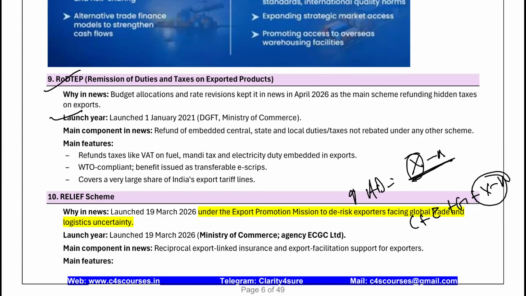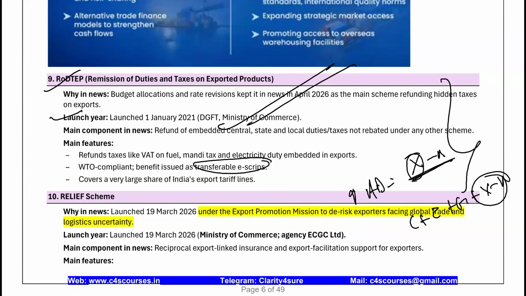Second, it is WTO compliant. It provides benefit issued on transferable e-scrips. ठीक है? Third is transferable e-scrips. So only this much is important, you should remember. So exam keyword के लिए ये याद रखना, ये एक tax refund scheme है. ये कैसा scheme है? Try to understand. Remission of duties and taxes on exported products is a tax refund scheme. The memory trick you can have: the cashback you get for exporting. The cashback the people will get for exporting. Is it clear? So it is not that big, so you should remember it easily.